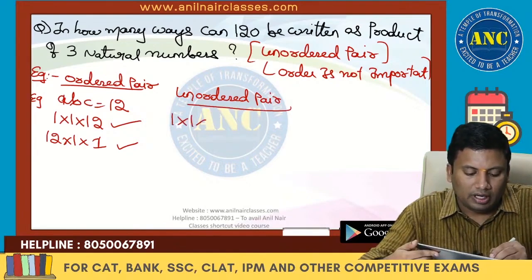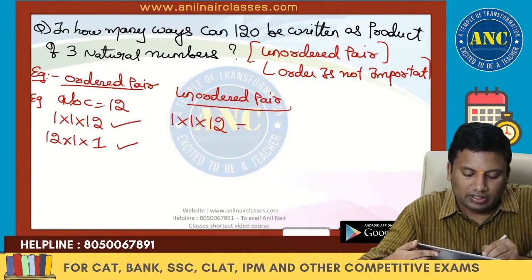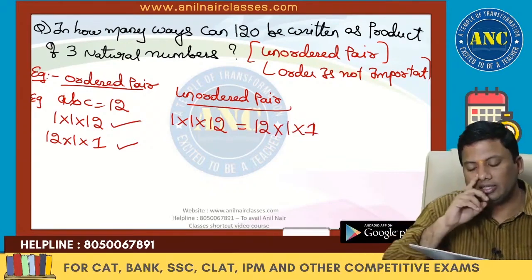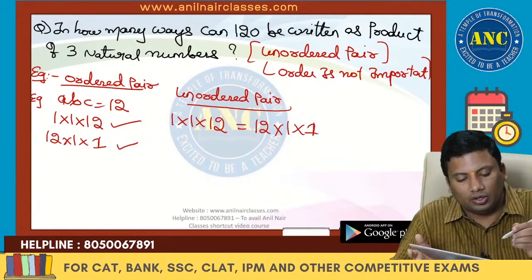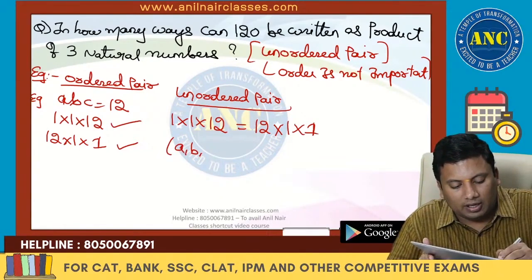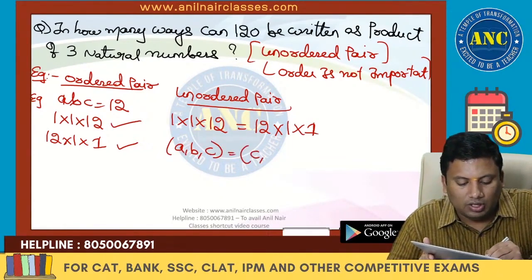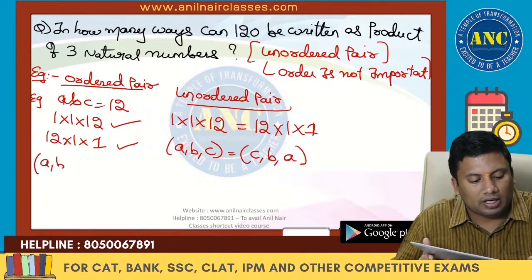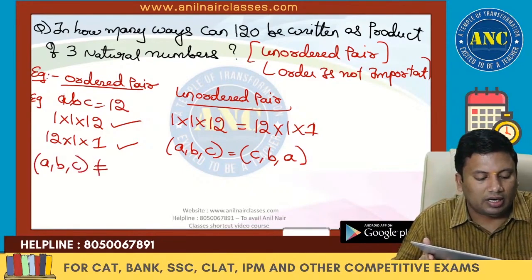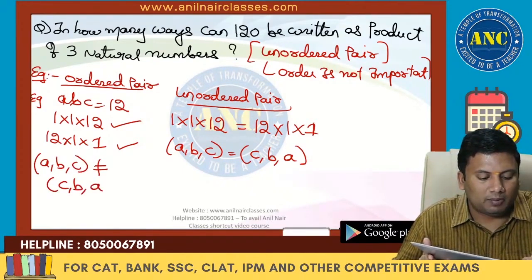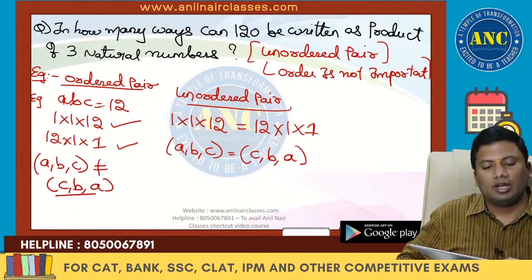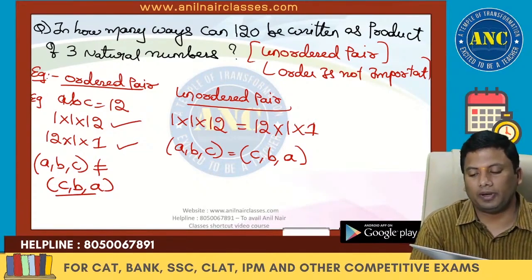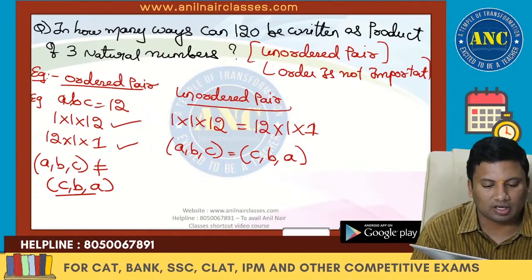1 into 1 into 12, the reverse is also right. It is equivalent to 12 into 1 into 1. In an unordered pair, A comma B comma C is equivalent to C comma B comma A. Here, in an ordered pair, a comma b comma c is not equivalent to c comma b comma a. Please make a note of it, sir. Ordered pair, the order in which you write matters. Unordered pair, the order in which you write does not matter.